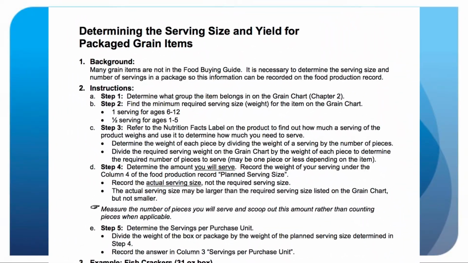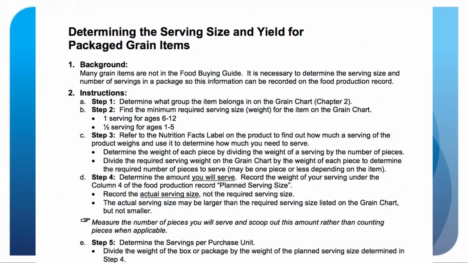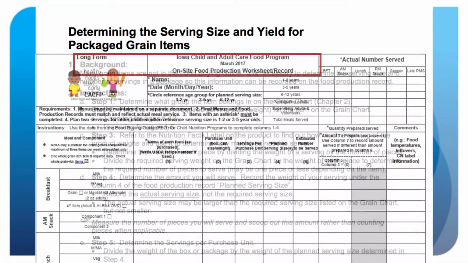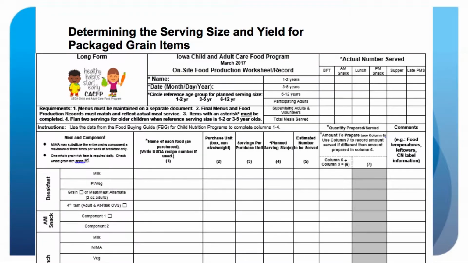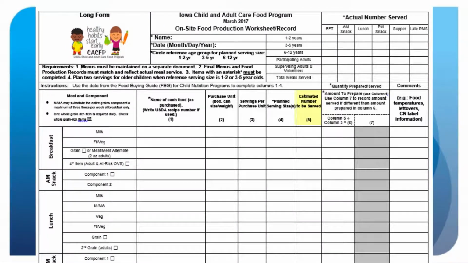Due to the large number of grain items available on the market, many are not listed in the food buying guide. Additionally, manufacturers often change package and serving sizes. However, it is still necessary to determine the serving size and number of servings in a package in order to include them on the food production record long form. The information will be used to calculate the amount to prepare in column 6.